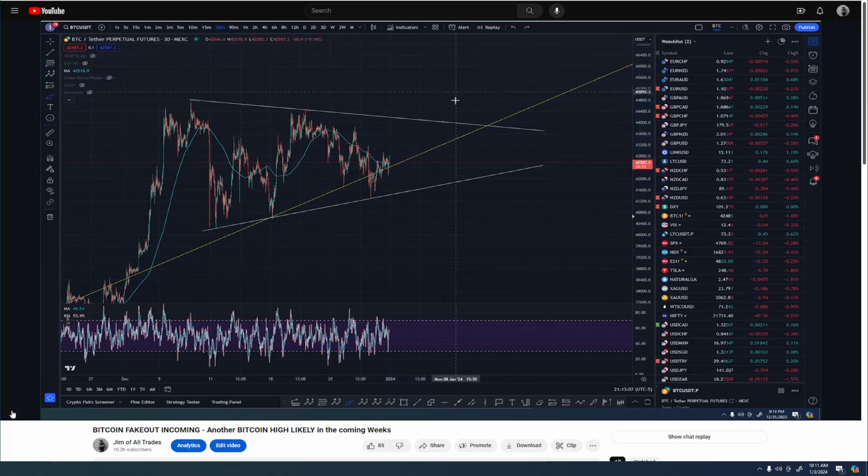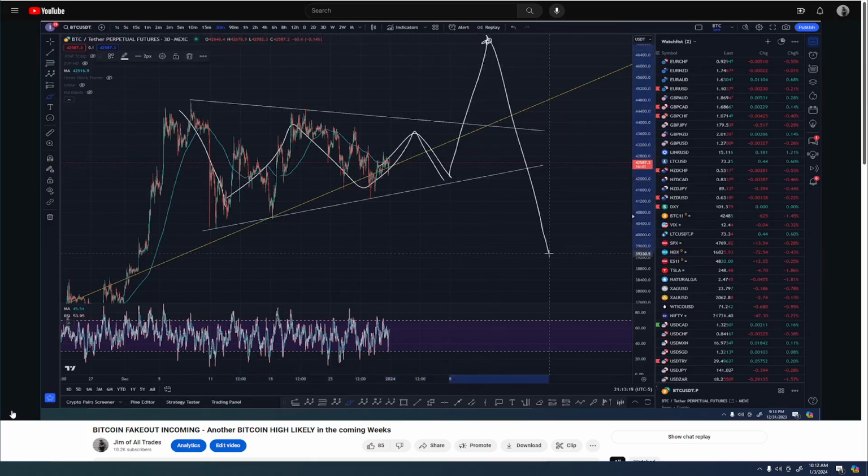It's two different fake outs. If it creates the triangle, so if it gives you A, B, C, D, E, you need all five waves, A, B, C, D, E. Then it should break to the high, and then it should reject. That'll be a fake out in that way.